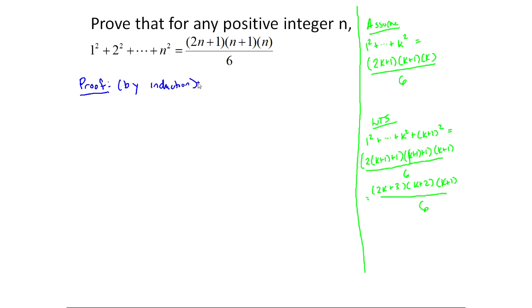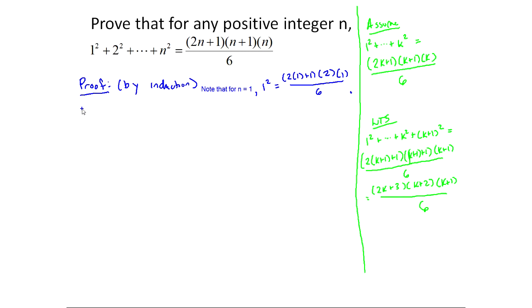Okay, so by induction. The first thing I want to note is that for n equals 1, the formula works. So we end up with 1 squared, which is 1, equals 2 times 1 plus 1 times 1 plus 1 times 1 over 6. Let's make sure that we're not proving something we can't. We get 3 times 2, which is 6 over 6, which is 1. I don't need to explain that; it's obvious when you look at it.